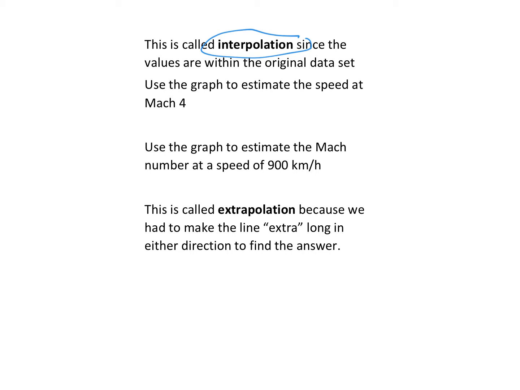If I want to use the graph to estimate points beyond the data set, beyond the information given, and I have to make the line longer, so we're going to make it extra long. This is called extrapolation. You see the word extra? That means I'm going to make the line extra long in either direction to find the answer. So if I want to use the graph to estimate the speed at Mach 4, I had to make the line longer, so that's extrapolation. You see the word extra in there. And then I was able to find that information by making the line longer.